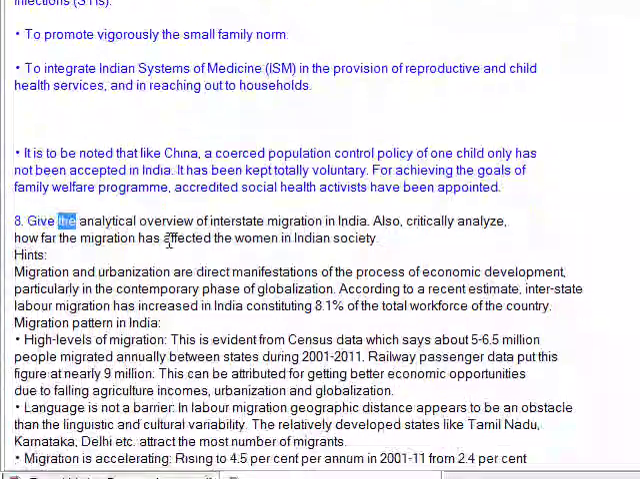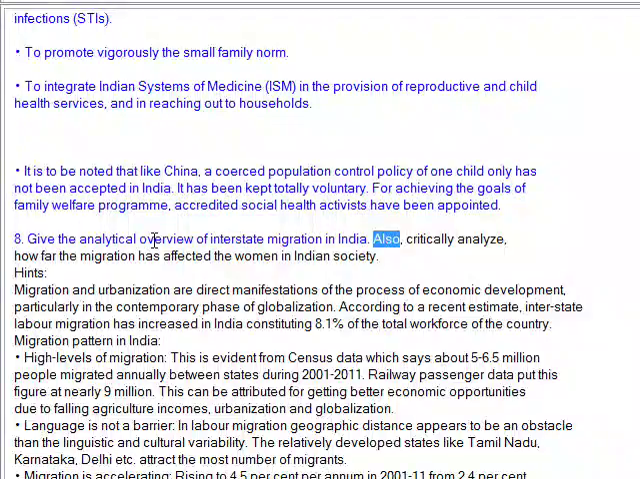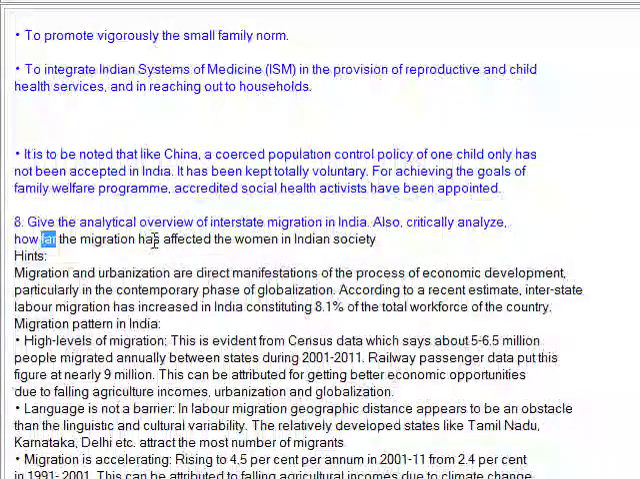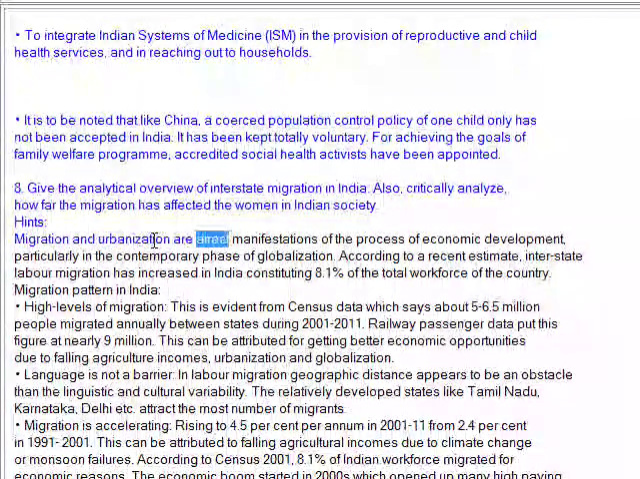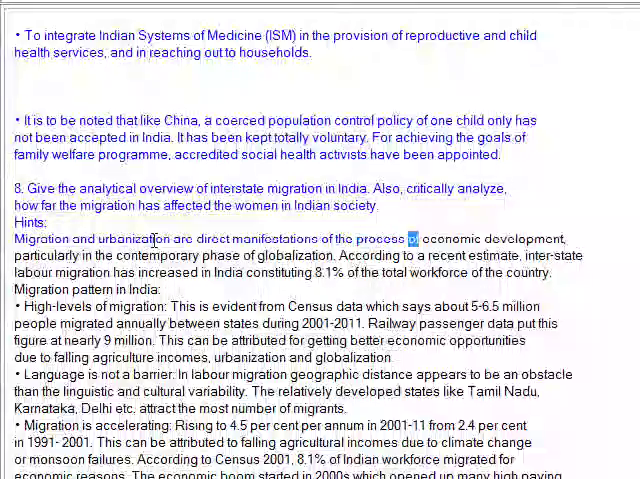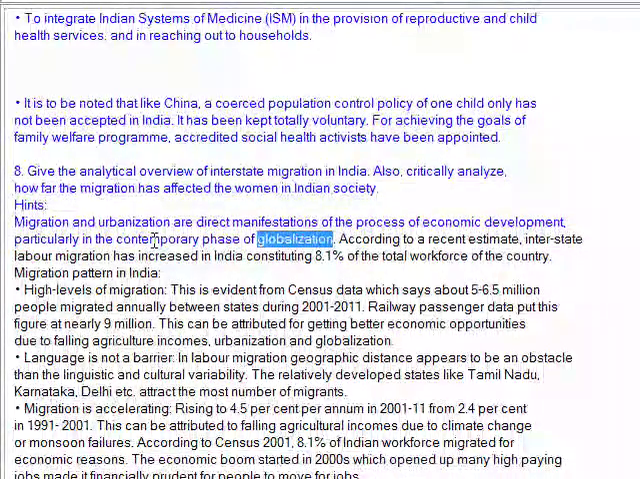Question 8. Give the analytical overview of interstate migration in India. Also, critically analyze how far the migration has affected the women in Indian society. Hint: migration and urbanization are direct manifestations of the process of economic development, particularly in the contemporary phase of globalization.